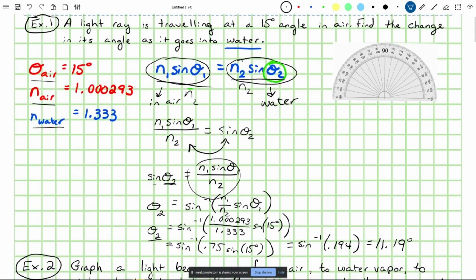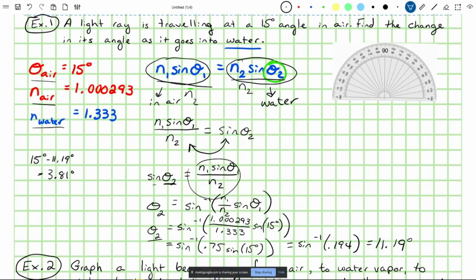Okay? Now, we have part of our answer here, but it says find the change in its angle as it goes into the water. Therefore, we need to subtract since we are finding the change. 15 degrees minus 11.19 degrees gives us our change in angle, and that is a change of 3.81 degrees.